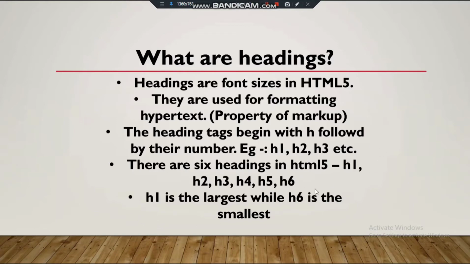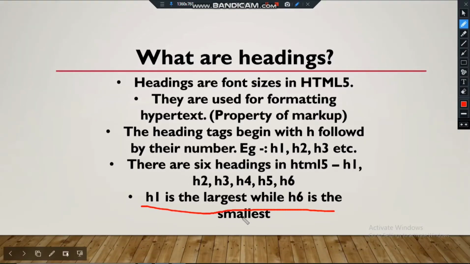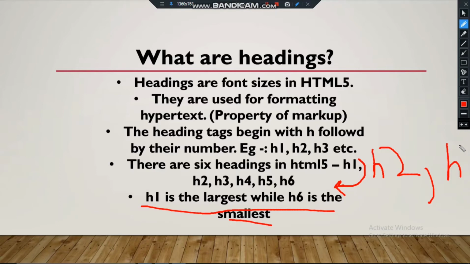H1 is the largest while H6 is the smallest. This goes in descending order: H1 is the largest, then H2 is the second largest, H3 is the third largest, H4 is the fourth largest, H5 is the fifth largest, and H6 is the last, meaning the smallest font size. So like this it will go in descending order.